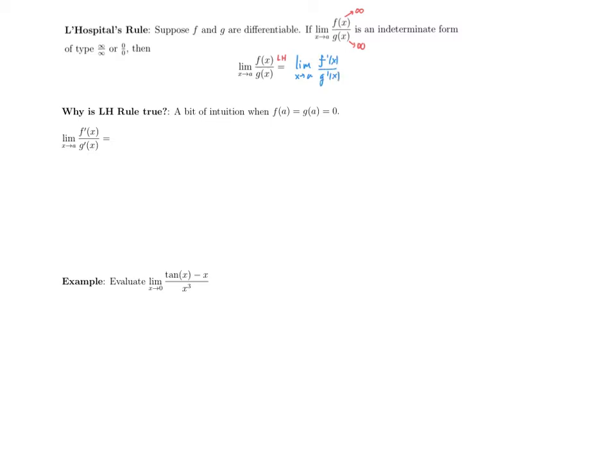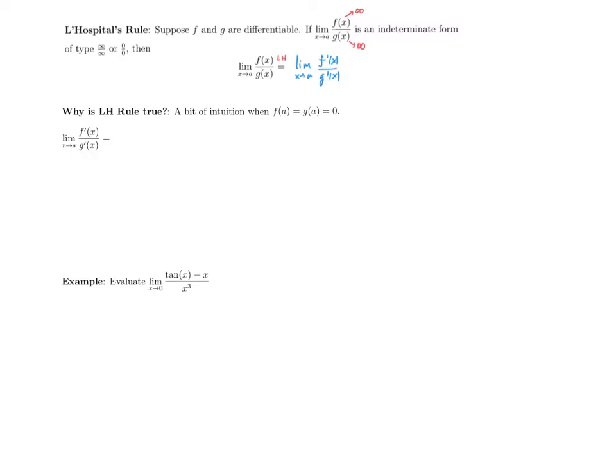And the idea is that by differentiating the top and the bottom individually, this will hopefully become a limit that we can evaluate more easily. Which is to say, we get it to the point where we can use our limit laws. So let me give you just a bit of intuition. In this case of having, say, an indeterminate form of type 0 over 0, could I maybe give you an idea as to why L'Hopital's rule should be true?